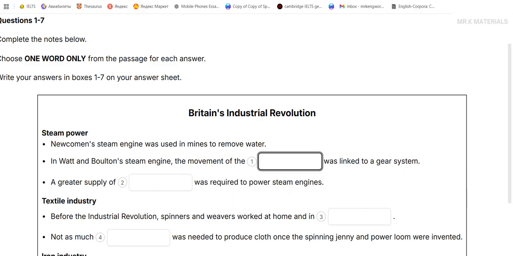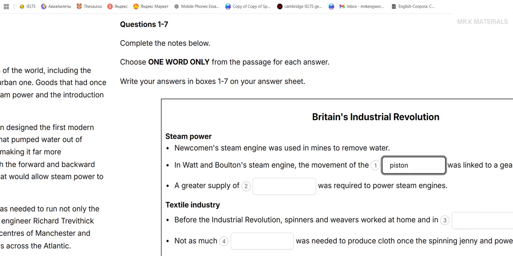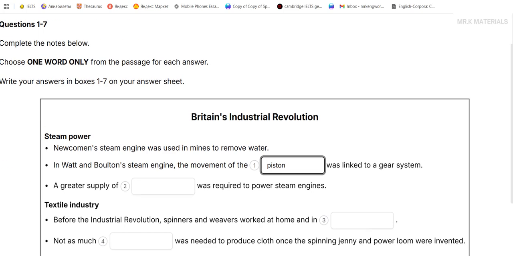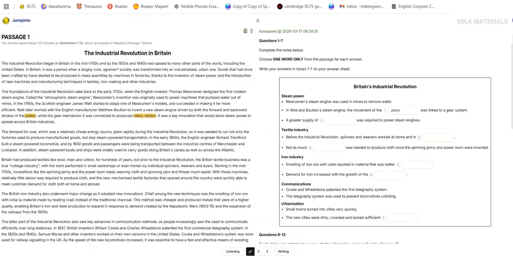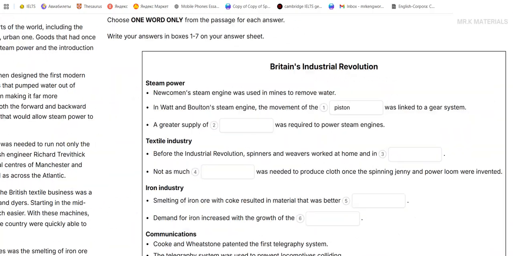And I have piston here. I recommend you copy this. You can do this during the test. You just copy, you put. You don't write it yourself, because there's this human factor. You may make a mistake under stress. You just always copy. And we can check the answer right away here. So this is correct. Okay.